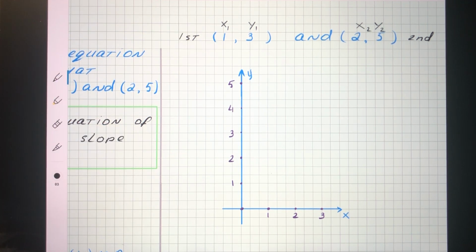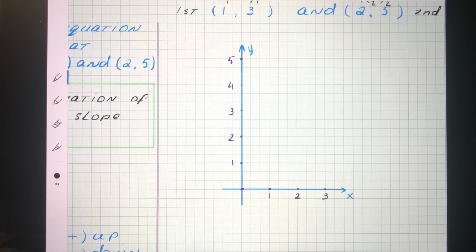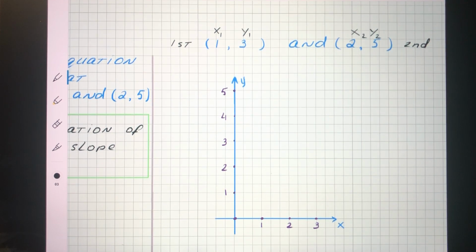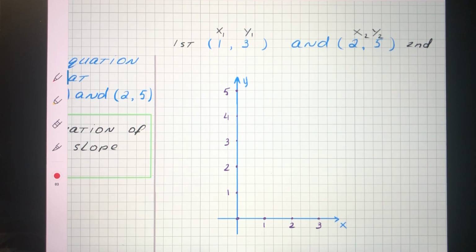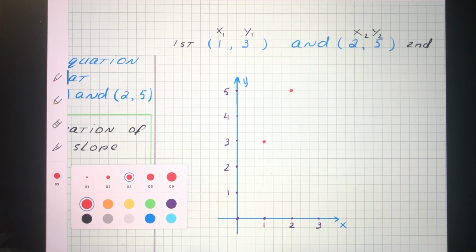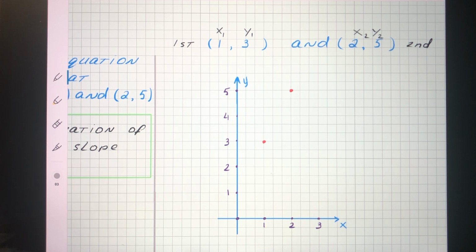So on the graph, the first point is (1, 3). So here is (1, 3), that's the first point. And the second point is (2, 5), so 1 unit over and all the way to the 5. So the question is, come up with the equation of a straight line that connects these 2 points. So something that goes like this, approximately.